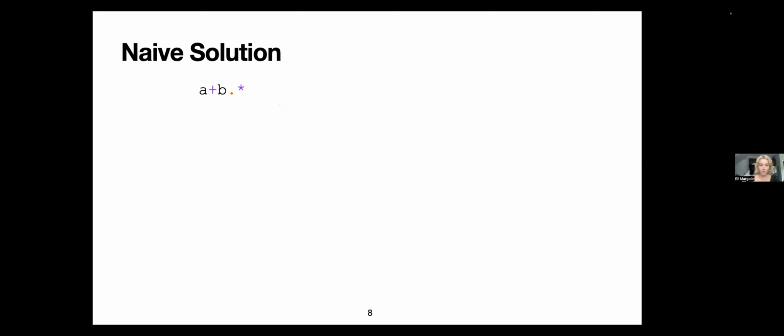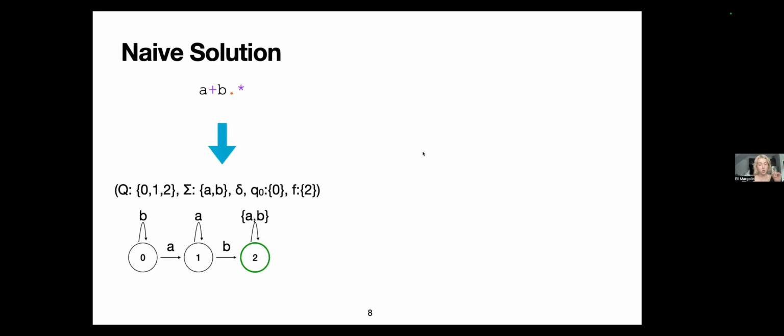And so you might remember all the way back from your intro to theory classes that we can represent all regular expressions as non-deterministic finite automata. These are defined by a set of states, Q, an alphabet, sigma, a transition function, delta, which tells us, given a state and a character, how do we move to the next state? Where do we go next? We have a set of start states and a set of accepting states.